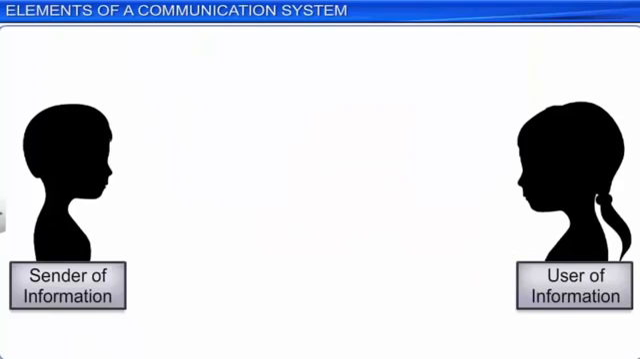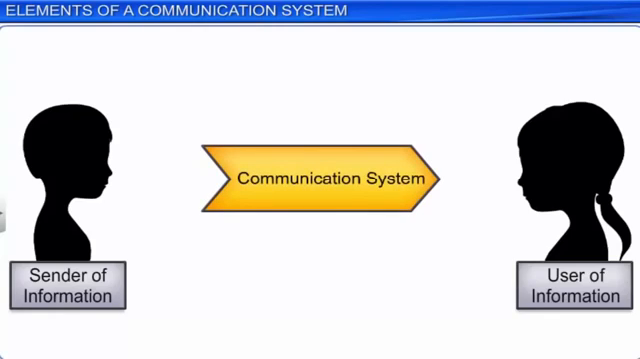Let us now identify the elements of a communication system. As stated earlier, communication is the exchange of information between a sender of information and the user of information. The transfer of information from sender to user takes place through a communication system.